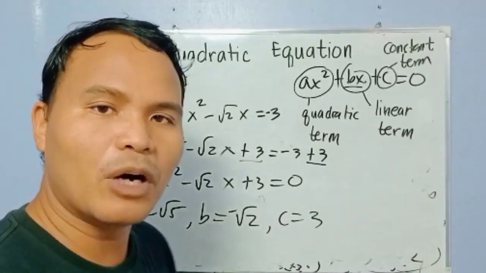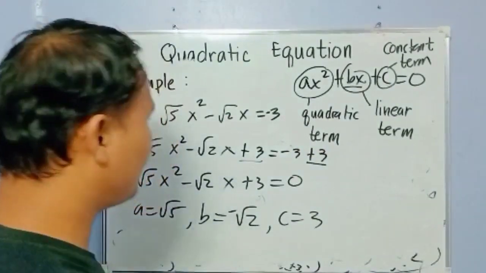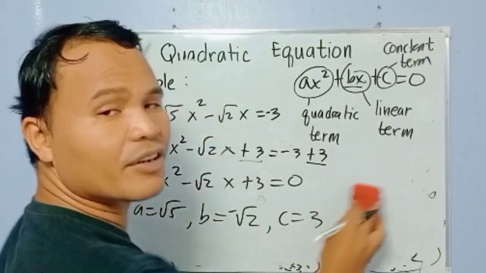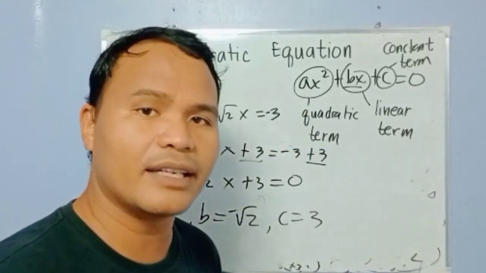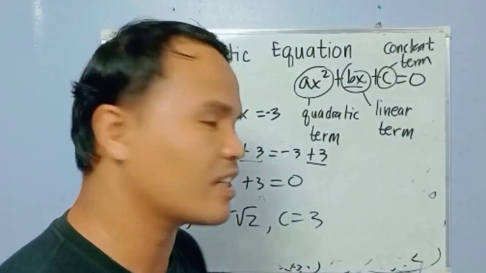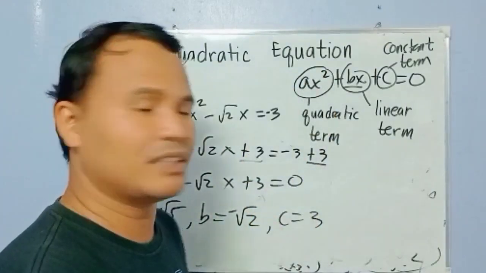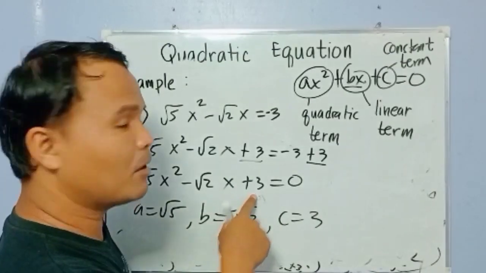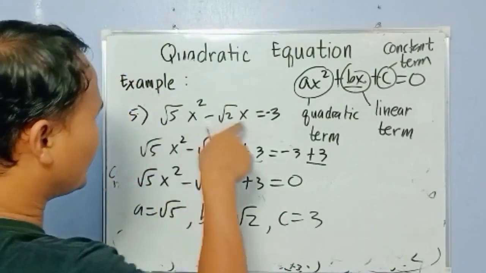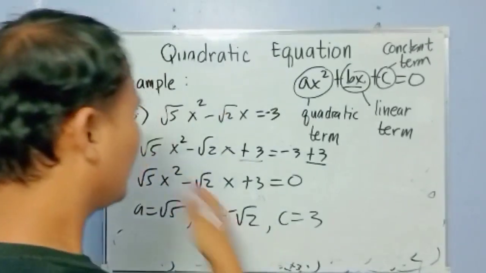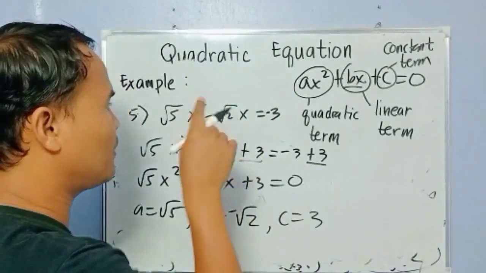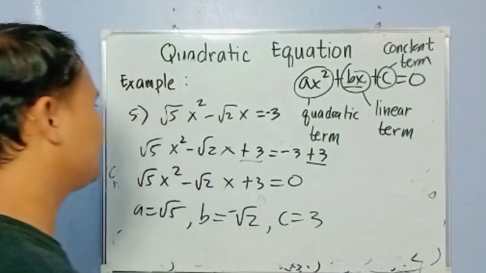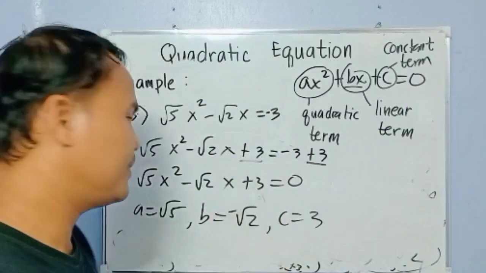But if you apply the idea of transposition, that is also possible. Direct lang. Square root of 5x squared. When we transpose, the original sign changes. From negative, it becomes positive, so it becomes plus 3. It will result to the same answer, plus 3 equals 0. Then if you transpose the other way, that is also possible. It becomes negative 5x squared plus square root of 2x minus 3. That is also a valid answer.